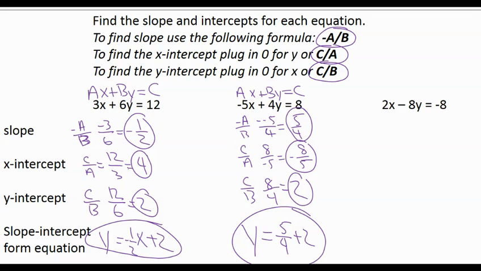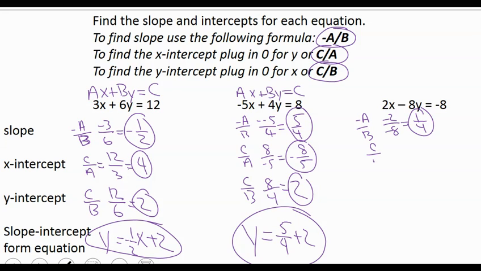All right, I want you to try to do the third one on your own. So pause the video and try to find all of that information. Okay, for the slope, it would have been negative 2 over negative 8, because this was minus 8y, so you need to think of that as a negative 8. So that simplifies to 1/4. My slope's 1/4. So negative a over b.